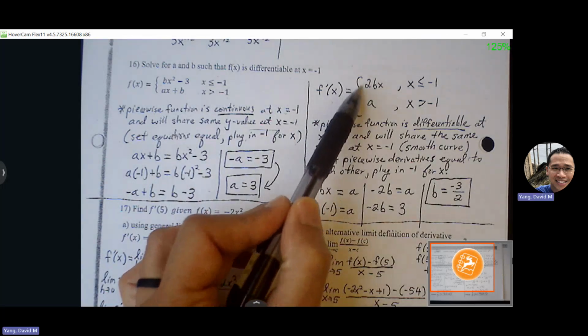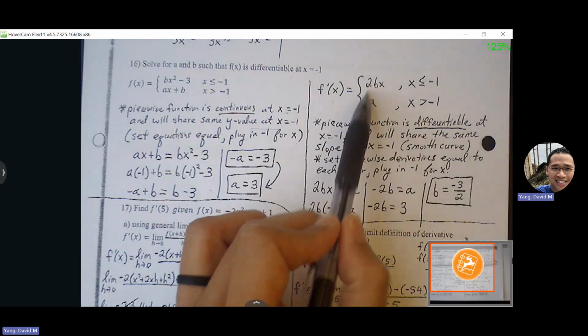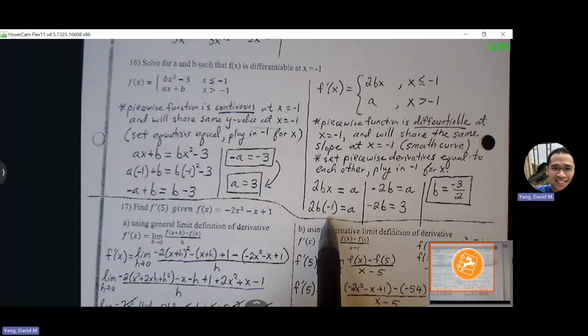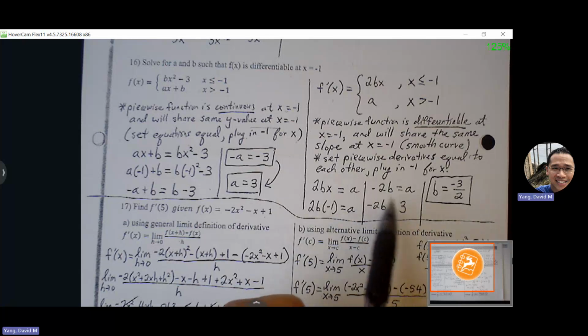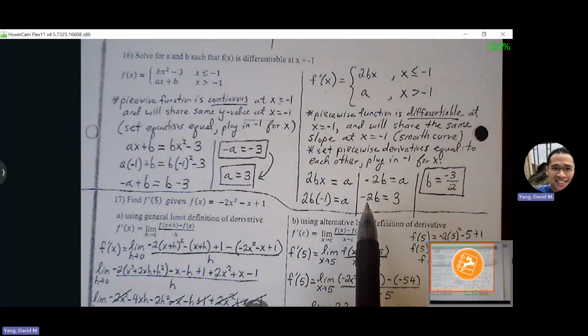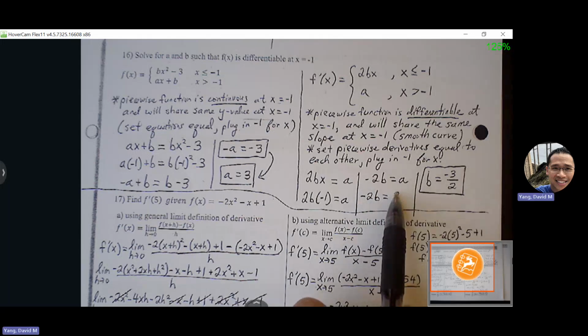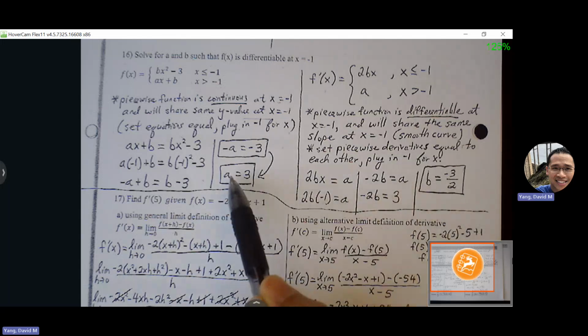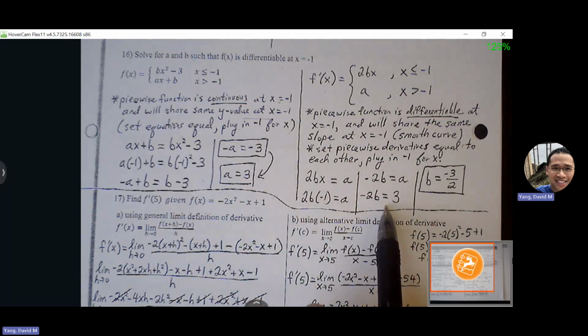Now that we have our slope formula, we need them to share the same slope at -1. So I'm going to set them equal to each other, replace all the x's with -1, and then see what I have left. -2b equals a. I have two unknown constants, but the good thing is I already have information from here. I could use that 3 to plug in, help this one out, and solve for b.